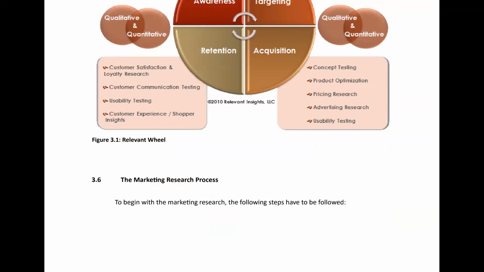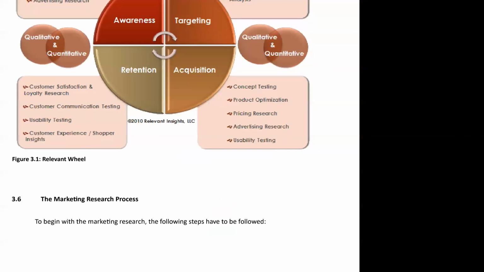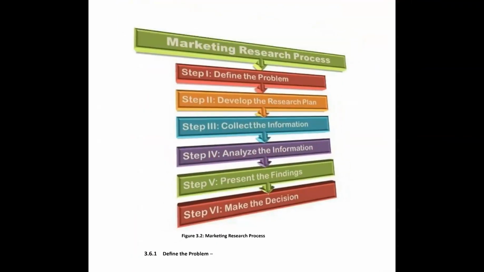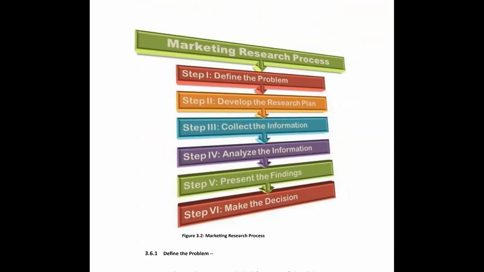So now, when you come to the marketing research process, there are actually steps to be followed in marketing research. The first one is to define the problem. To develop the research plan is the second one. The third is to collect the information. To analyze the information is the fourth step. The fifth step is where you present the findings after you've analyzed the information. And lastly is where you now make the decision. So these are the steps in market research.